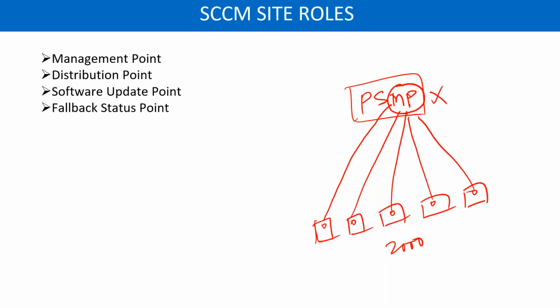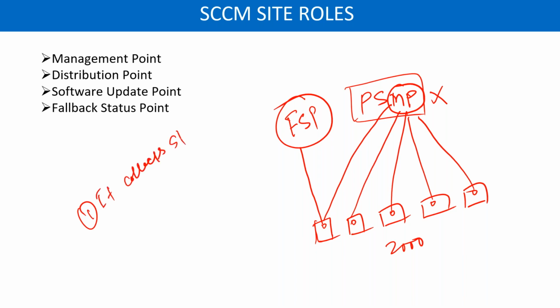But in case the management point goes down, what will happen? So we will have a fallback status point, which is going to collect only the status messages. It is not a replica of the management point that can do everything the management point does. No, that's not the role of the fallback status point. The fallback status point basically collects state messages from client computers when the management point is down.